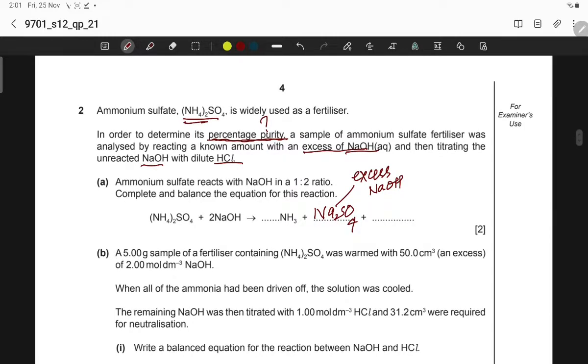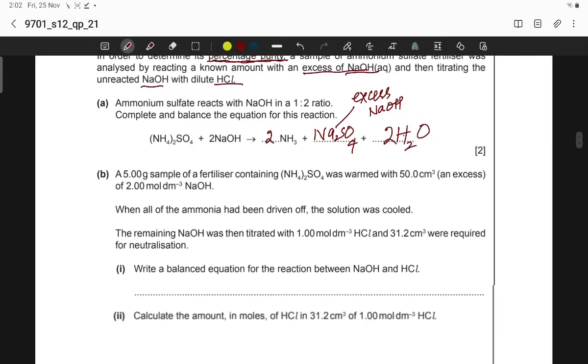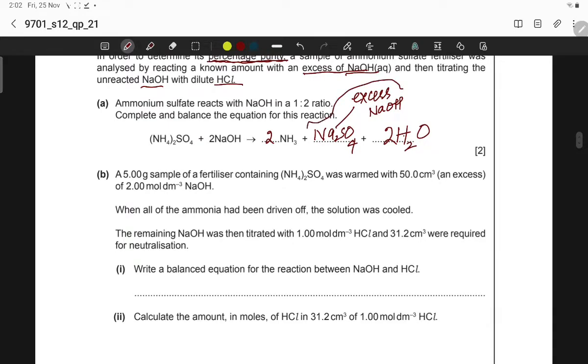and plus water. Now balance this reaction: 2 NH3 and 2 H2O. Now this solution is treated with HCl further.